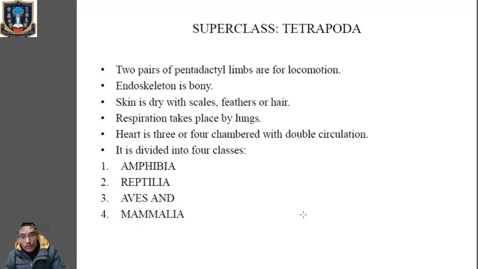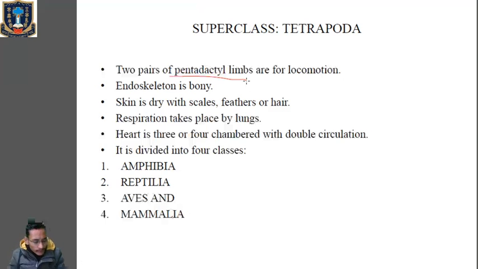So let's check out the characteristics. They have two pairs of pentadactyl limbs. Now what does pentadactyl limbs mean? Presence of 5 digits in the toes. Okay, so it's called pentadactyl limbs. This pentadactyl limb will help in locomotion.